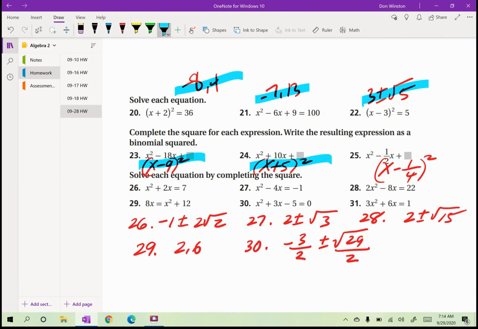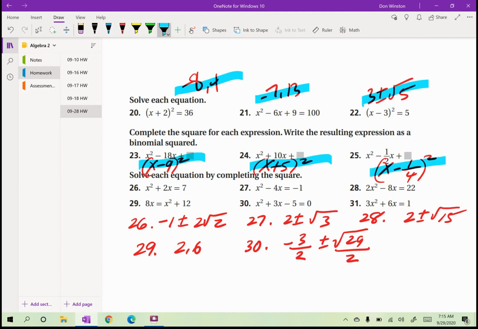Of course, also make sure you have the guided practice problems that I did with you in class, so make sure you have those in your homework as well when you turn it into Schoology. But number 20 was negative 8, 4, 21, negative 7, 13, 22, 3 plus or minus root 5, 23, x minus 9 squared, 24, x plus 5 squared, and 25, x minus 1/4 squared.